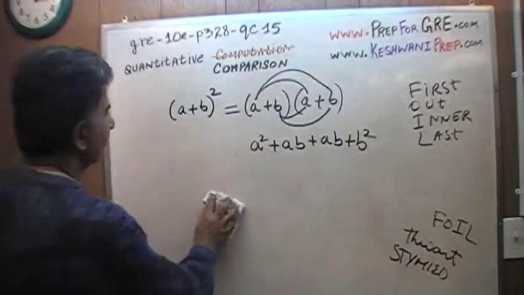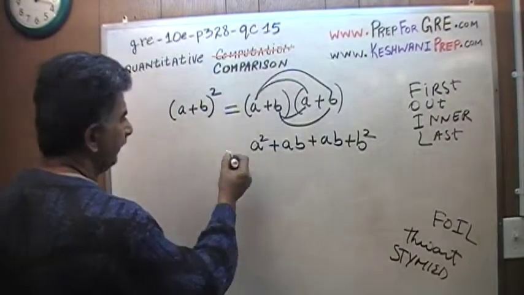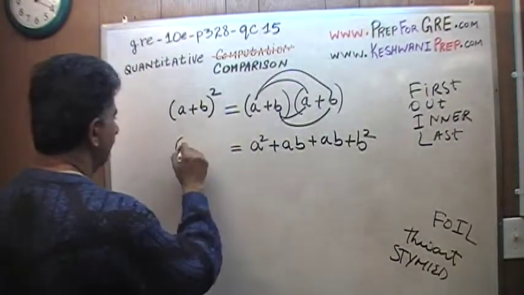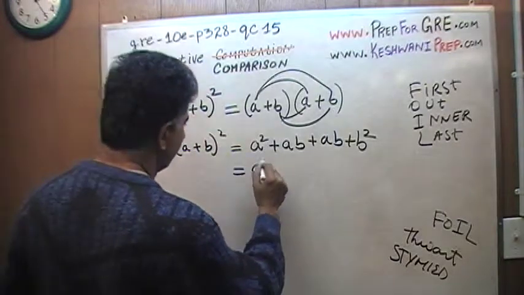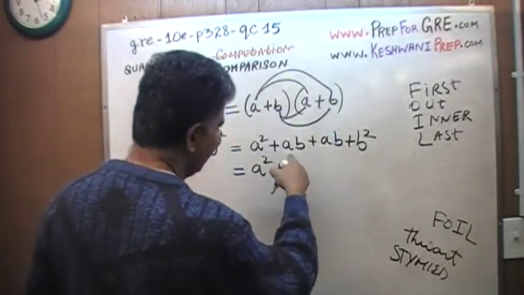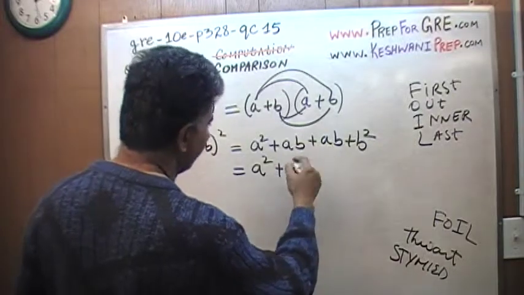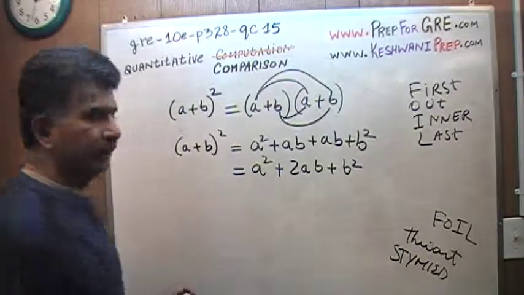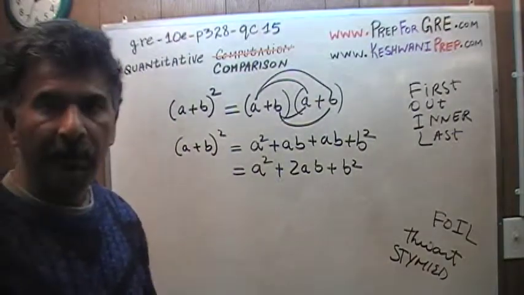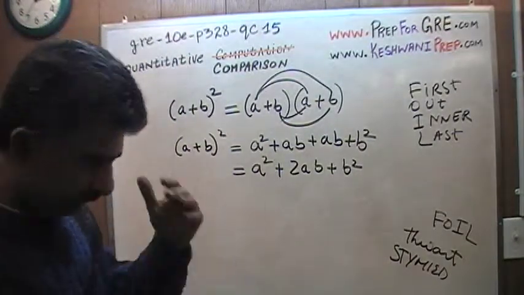So that's what that is. A plus B whole squared equals A squared plus AB plus AB, that's 2AB, plus B squared. And that is what we're going to need in this particular question. So now let's solve our problem.